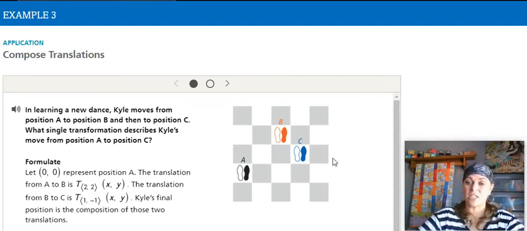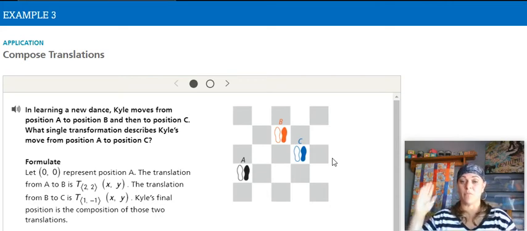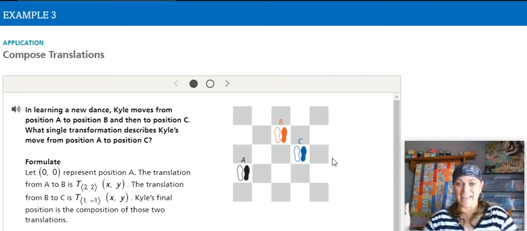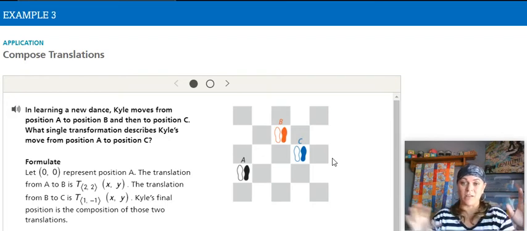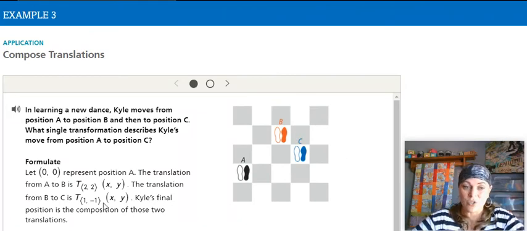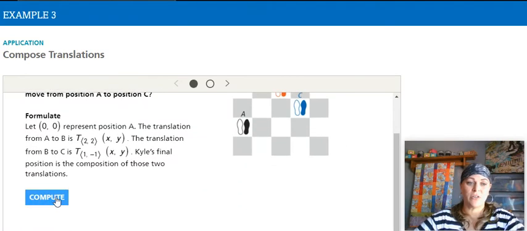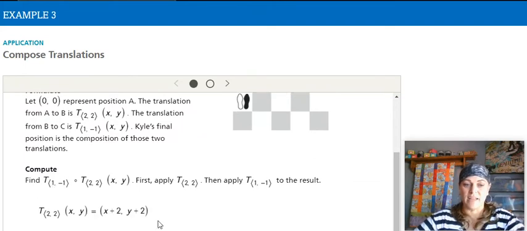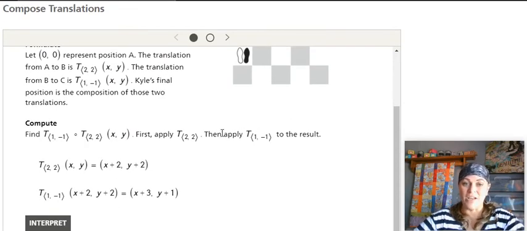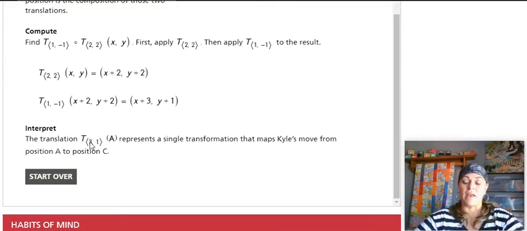So that's the composition. But overall, how did you get from visual A to visual C? So skip the middle, whatever movements happened, you want the overall rule. So that's when you put these 2 rules together. So I want to show you how they do this. So they find the composite function, 2, 2, and then 1, -1, and then they put them together. So when you apply both of them, you do this, and this is what it means. It says, overall, it went to the right 3 and up 1.